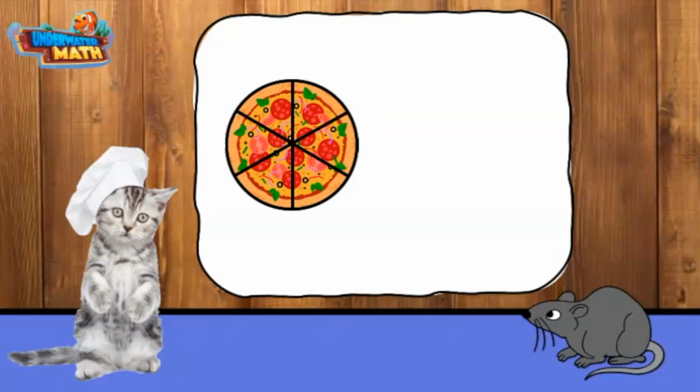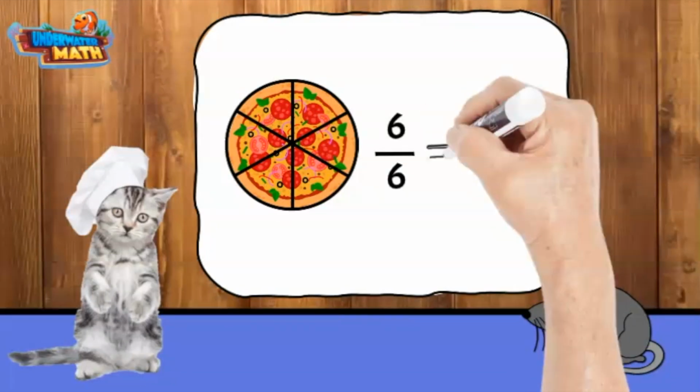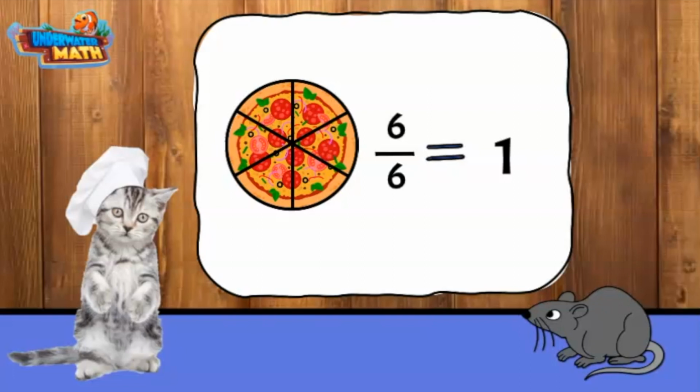The last example shows a model with 6 out of the 6 pieces filled in. The fraction is written like this: 6/6. Since all the pieces are filled in, this can also be written as 1. 1 whole model is shown.